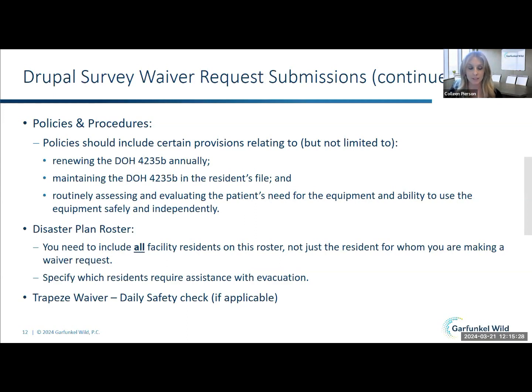You also have to specify on that roster which residents require assistance with evacuation. Again, regardless of whether you are applying for a waiver for that individual. The trapeze waiver, there's a daily safety check that you need to submit if applicable, obviously only if you're submitting a request for a trapeze.